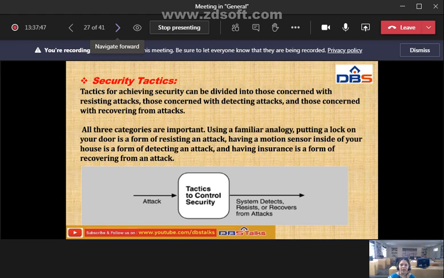And the third one, having insurance, is a form of recovering from an attack. Sometimes attackers can attack our useful information, such as our bank information or our transactions, and in the meantime we can lose some of our information. So if that happens, you need to recover from those attacks.